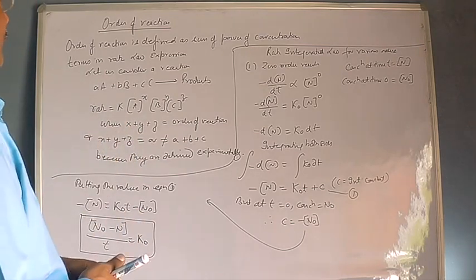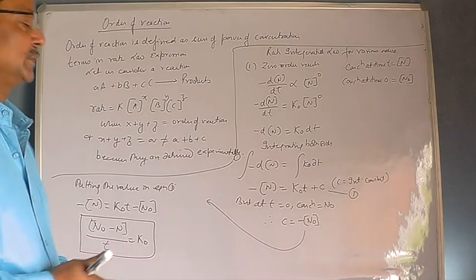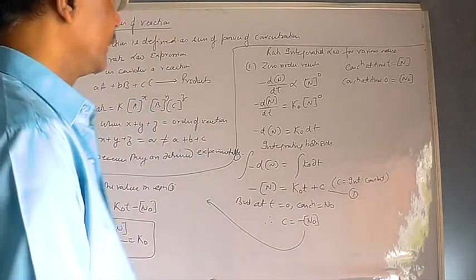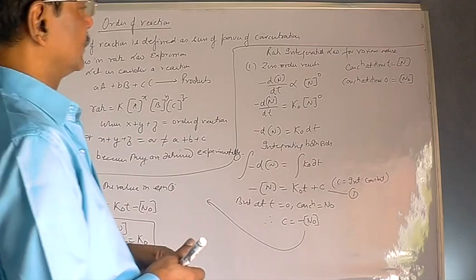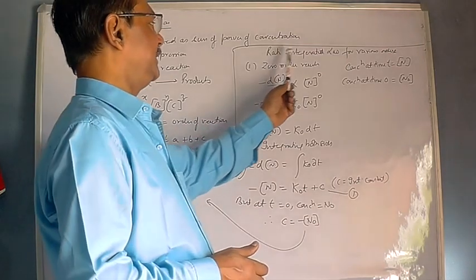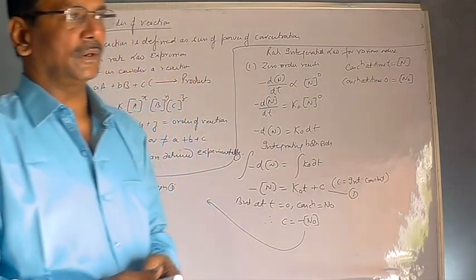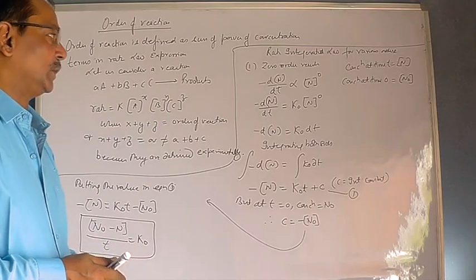Class, order of reaction may be 0, first order, second order. In your syllabus, you have only 2 orders, that is zero order and first order. So after understanding the definition of order of reaction, now we will move to the rate integrated law for various orders. Focus on the term integrated law.